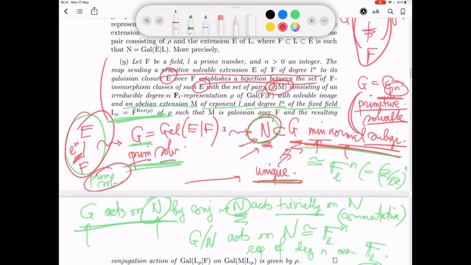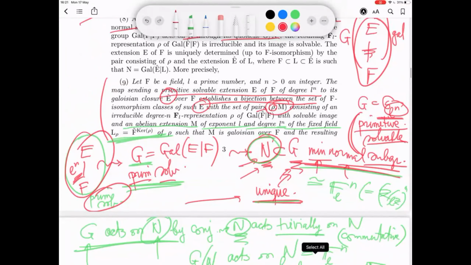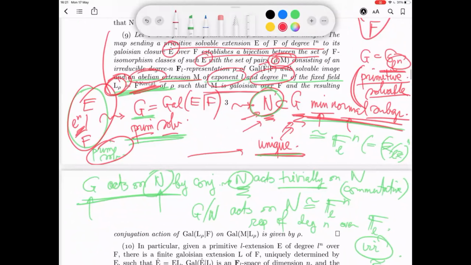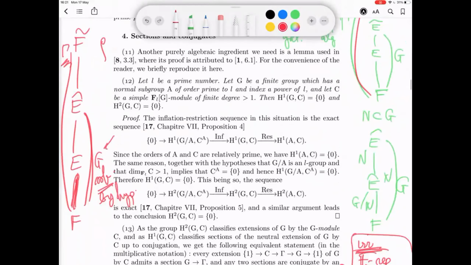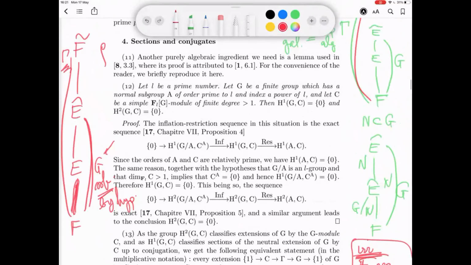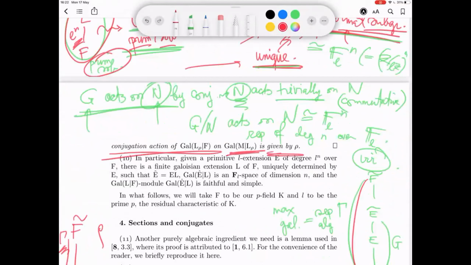So that is what it says here. This M is an abelian extension of this L rho, of degree L to the n and exponent L. L rho is the fixed field of the kernel of rho, such that M has to satisfy two conditions: that M should be Galois over F all the way. And the second condition is that the resulting conjugation action of this on this should be the one which is given by rho.